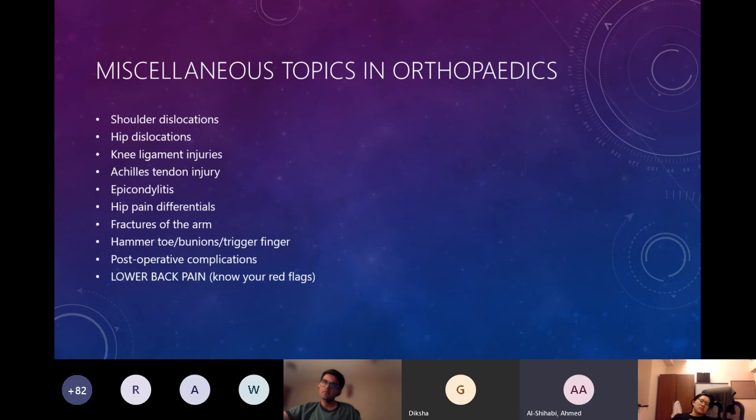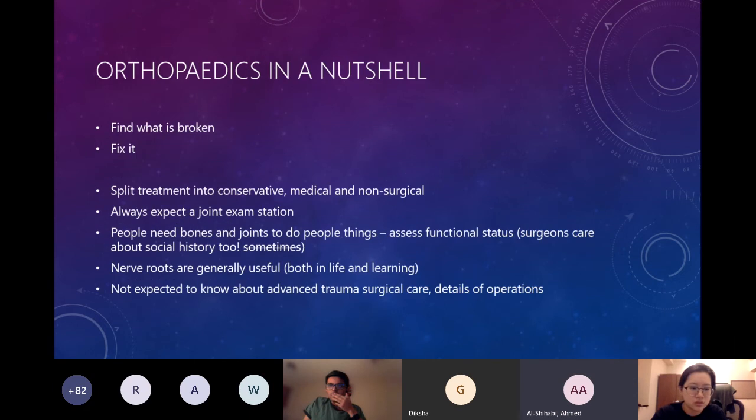So know your red flags: things like if it wakes them up at night, if they've had systemic symptoms, previous history of cancer, focal neurology, all that stuff. Learn it. It's really, really important, not just for exams, it's important for real life. And to summarize, orthopedics in a nutshell, find out it's broken and fix it. And yeah, that's orthopedics.